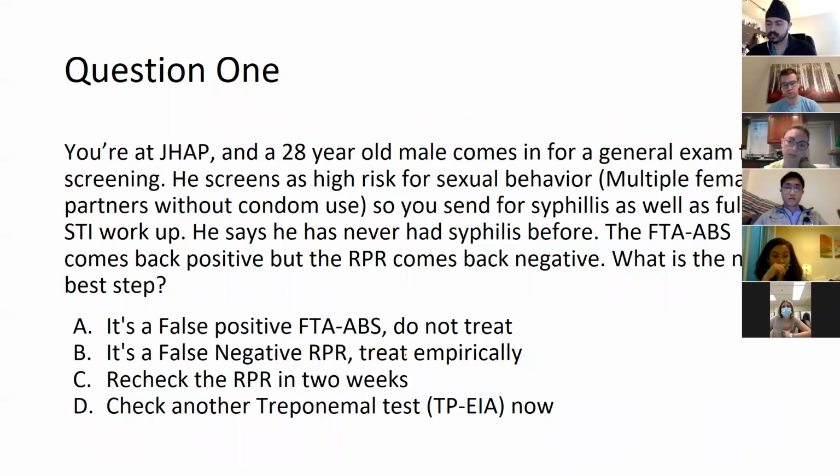So you're at JHAP, and a 28-year-old male comes in for a general exam for screening. He screens as high risk for sexual behavior, has multiple female partners, and asks about condom use. So you send for syphilis as well as a full STI workup. He said he's never had syphilis before. The FTA-ABS comes back positive, but the RPR comes back negative. What would be your next step for this patient?